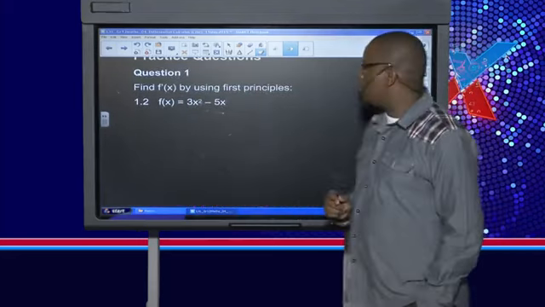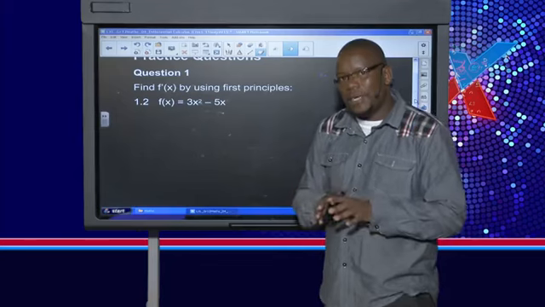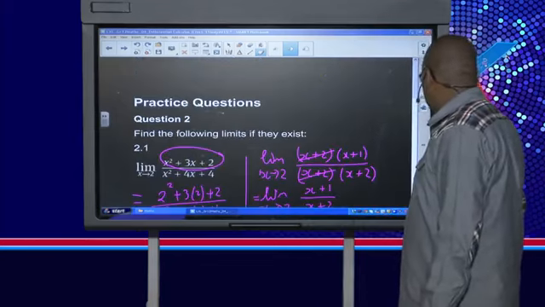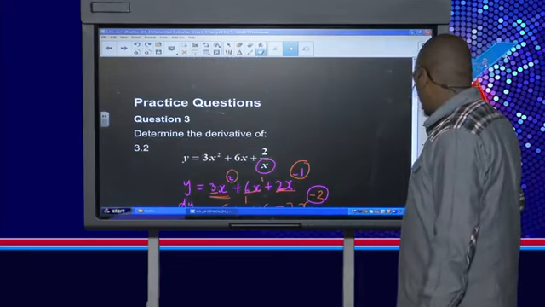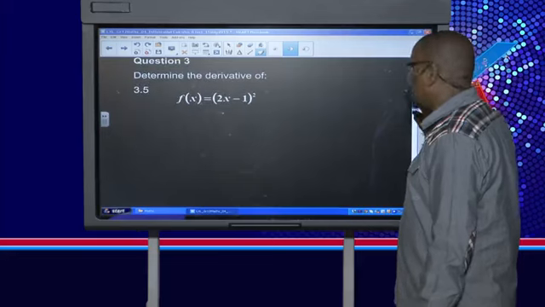It's f of x equals 3x squared minus 5x. So you're finding your derivative from first principles. Now, we know that it's not being asked that much in your CAPS document, okay, but it's still the same procedure. Okay. We continue. The next problem.